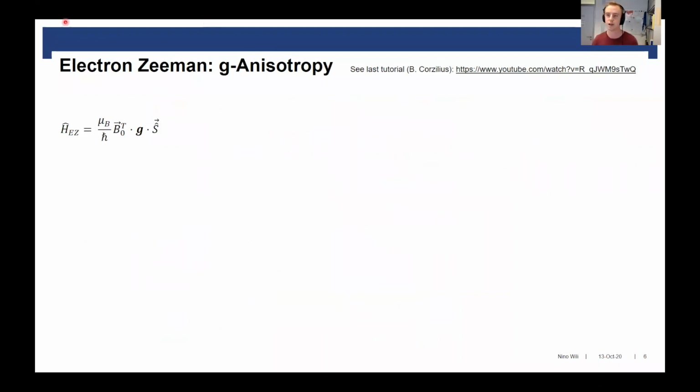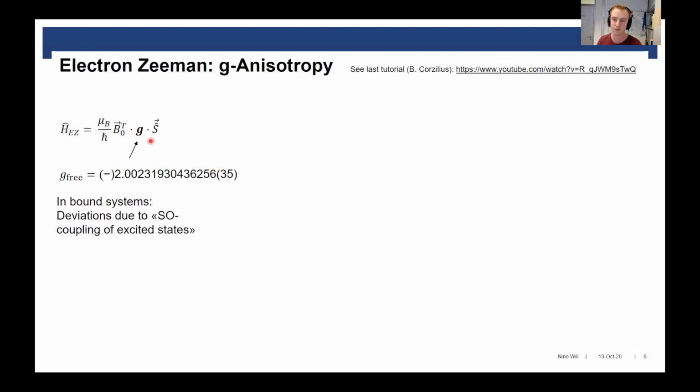So we start with the g-anisotropy, and there was actually a very nice introduction, I think two weeks ago by Björn Corzilius, on where this comes from, and I will give a little bit more detail. So usually this is an interaction between the external field and the electron spin. And you have an interaction matrix, which we call the g matrix or g tensor. For the free electron, this is isotropic and is known to very, very high precision. But in bound systems, you usually have deviations from this value.